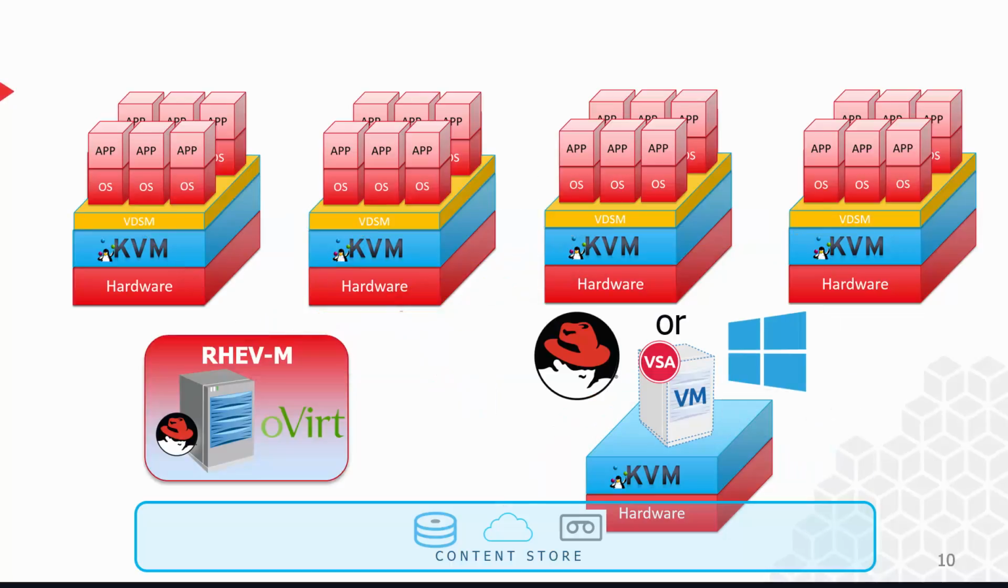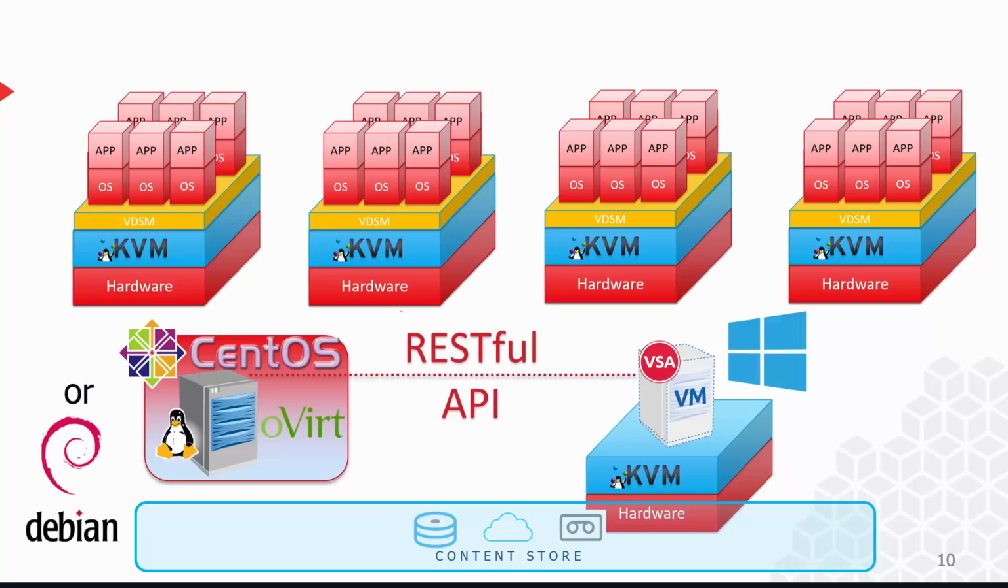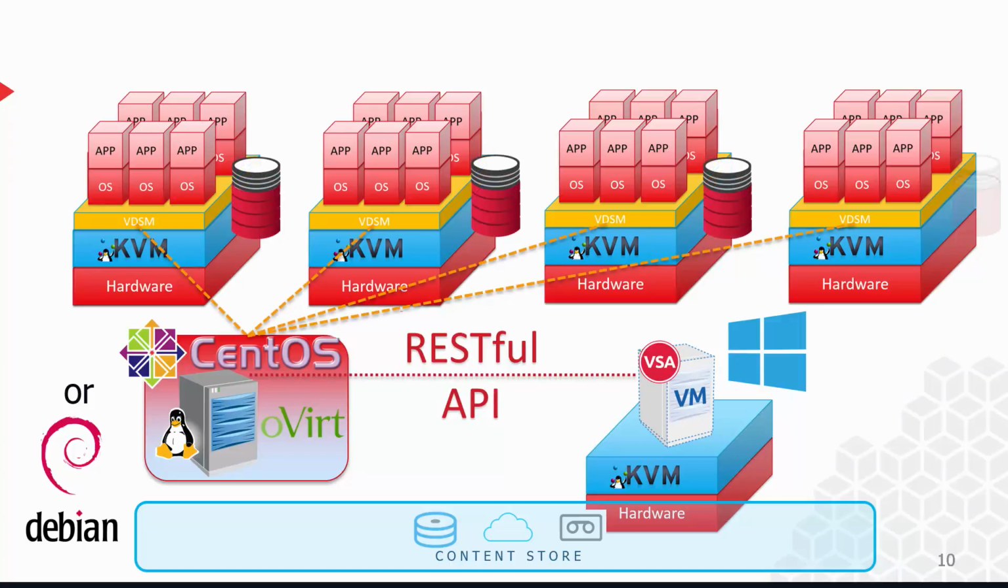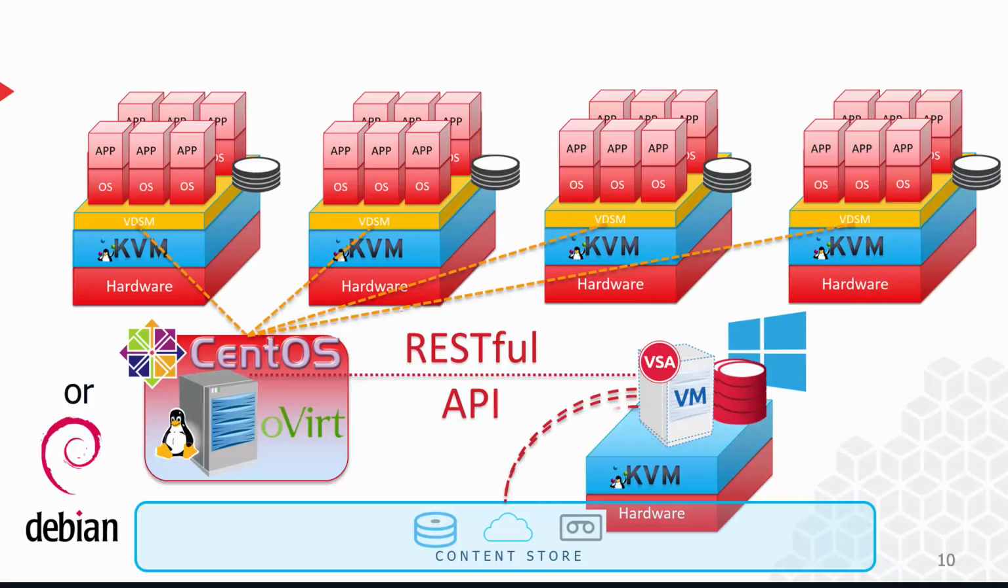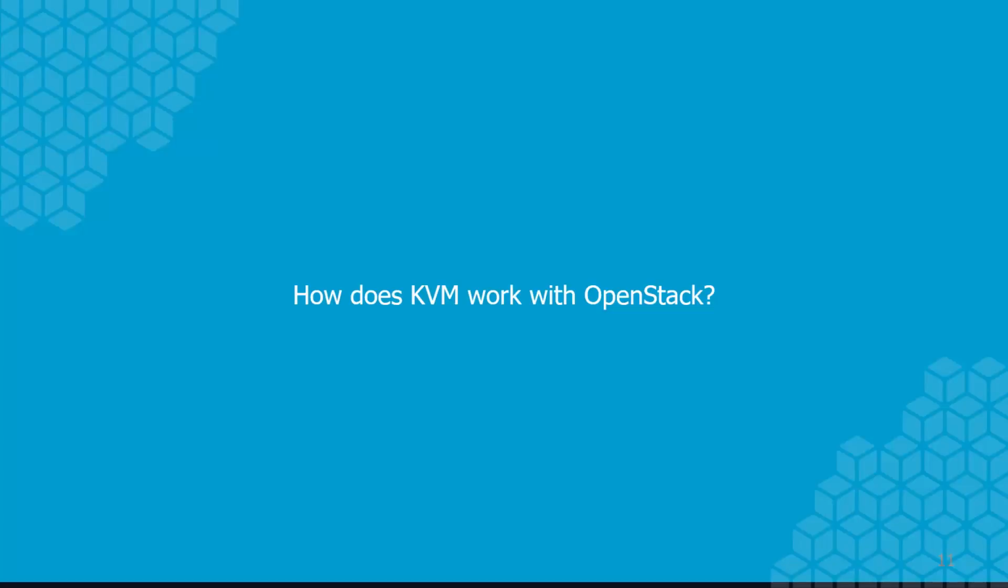What happens when there is a KVM environment that is not a Red Hat Enterprise Virtualization environment? Let's say it is a CentOS environment, or SUSE, or Ubuntu, or any other modern Linux distribution that supports KVM. Because under the covers RHEV Manager uses the oVirt Engine, the API calls should be the same when running the equivalent oVirt version that Commvault currently supports for RHEV. Assuming all things being equal, this configuration will be eligible for field certification. So how does KVM work under OpenStack?